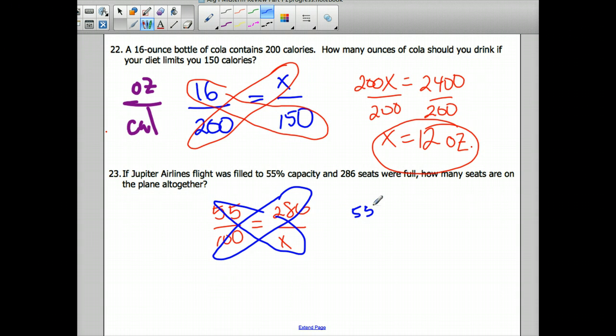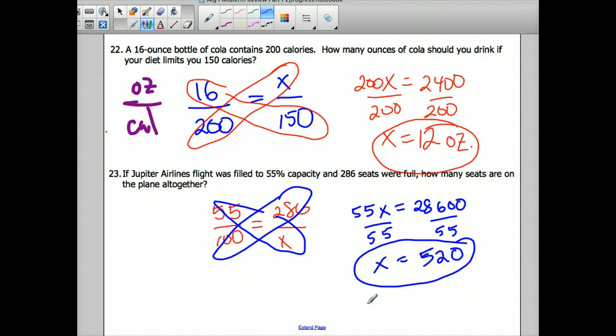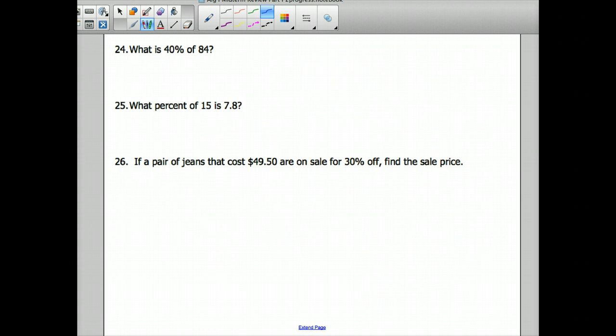We get 55X equals 100 times 286, which is 28,600. Divide both sides by 55, and that gives us X equals 520 seats. Alright, so those are two proportion problems. A couple of percent problems, a couple more.